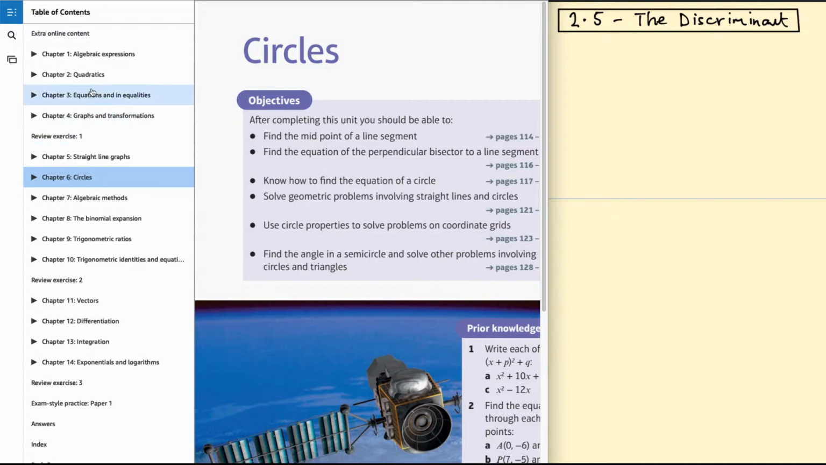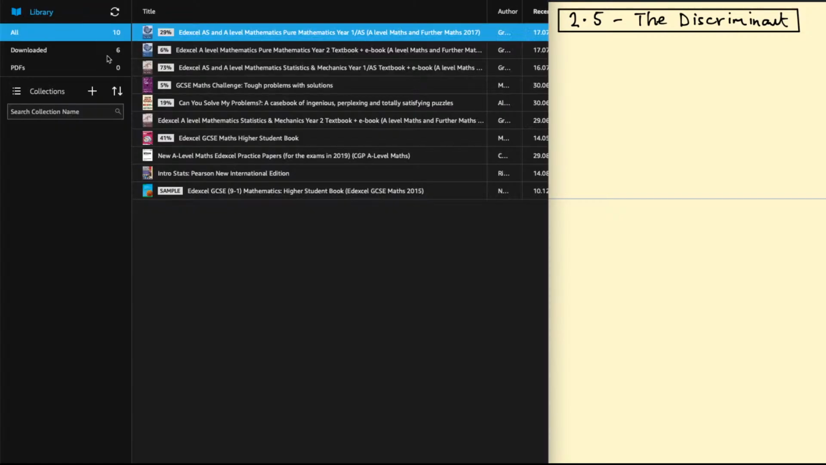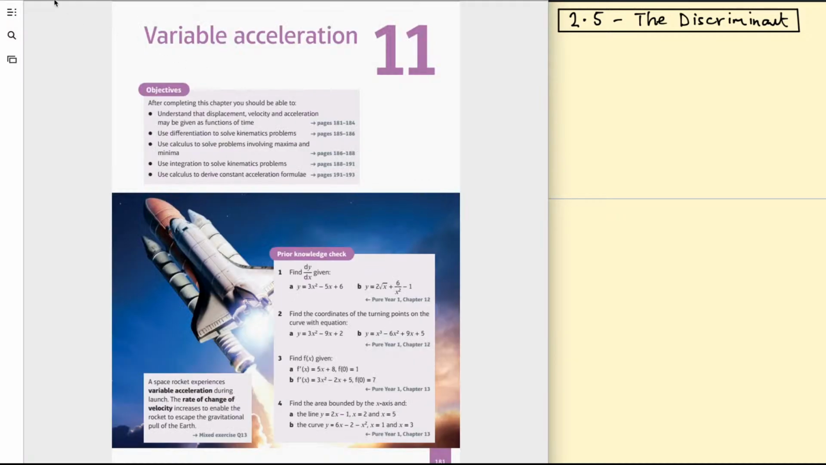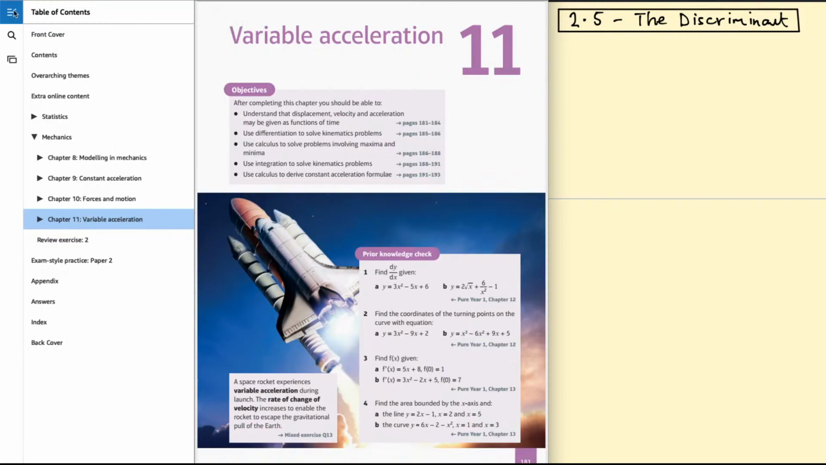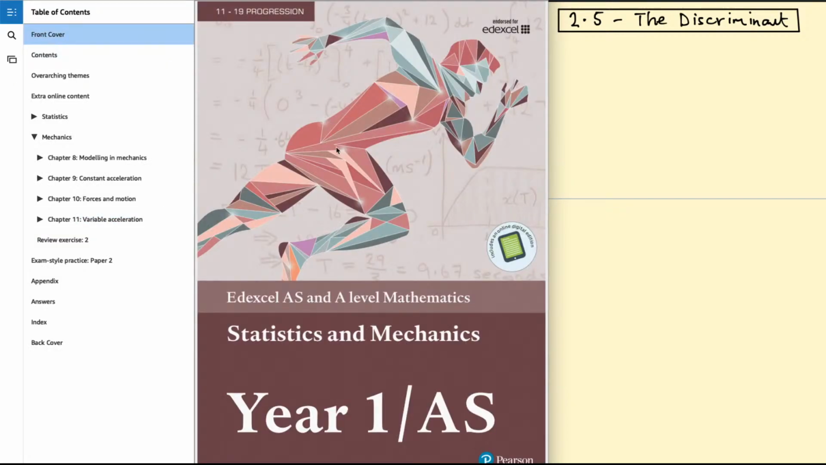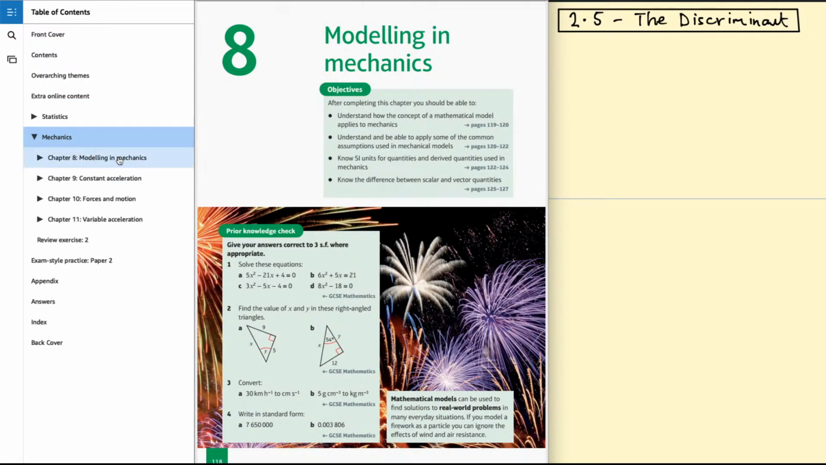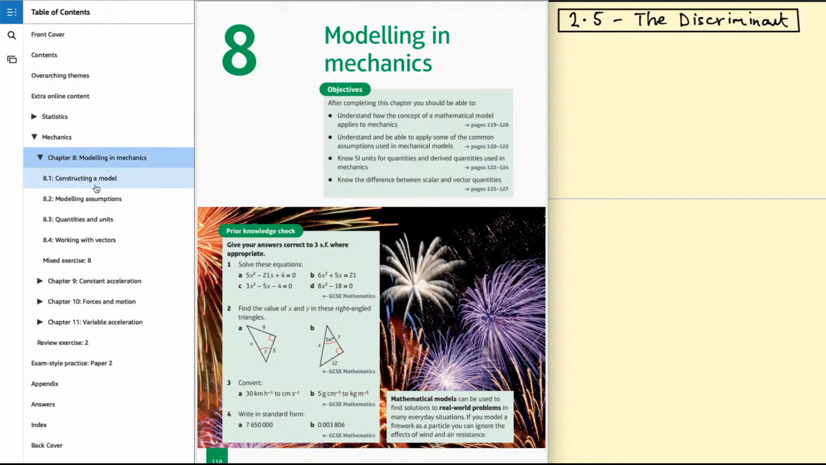How does the physics section look like? You mean mechanics? So this is year 1 mechanics. You've got modeling in mechanics, constant acceleration, forces in motion, and variable acceleration. They're such vague names, it's hard to describe what these are referring to.